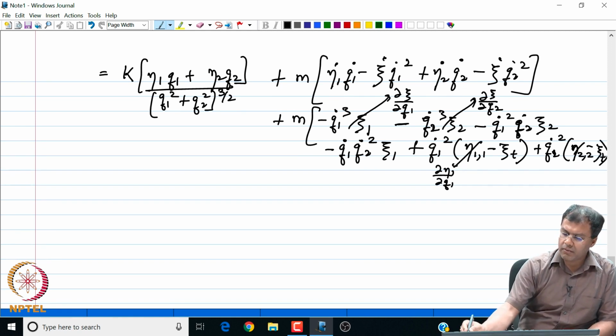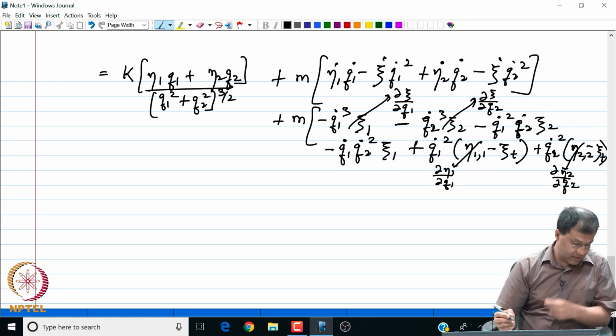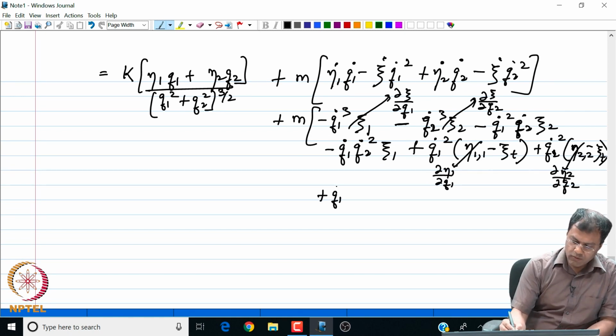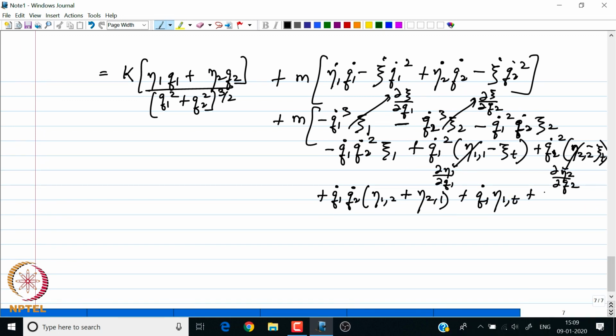Again, eta 2 comma 2 implies partial eta 2 partial q2, and then plus q1 dot q2 dot times (eta 1 comma 2 plus eta 2 comma 1), and the notation is obvious, plus q1 dot eta 1 comma t plus q2 dot eta 2 comma t. So, I am done with writing all the expressions.